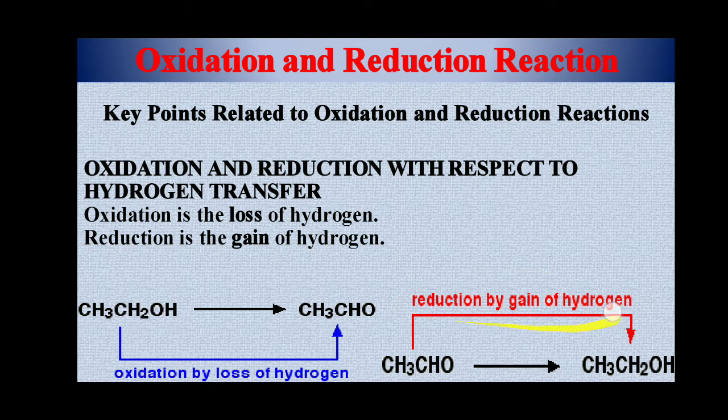that is reduction by gain of hydrogen. Here you can see four molecules of hydrogen and here six molecules of hydrogen, and that is why reduction is the gain of hydrogen, and that is why we can say this is the reduction reaction. How it becomes so, I will explain later on.